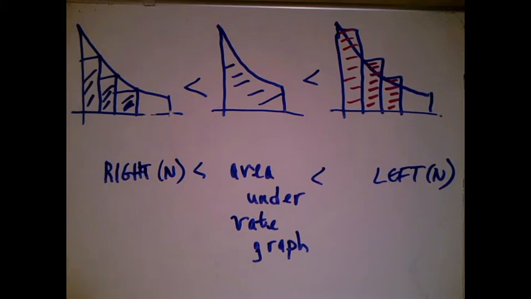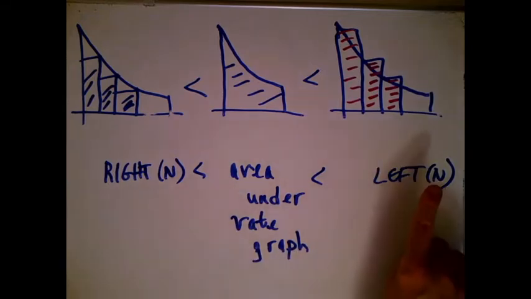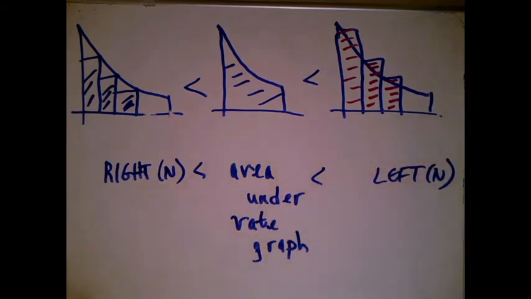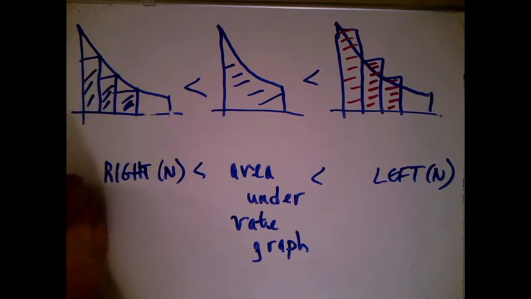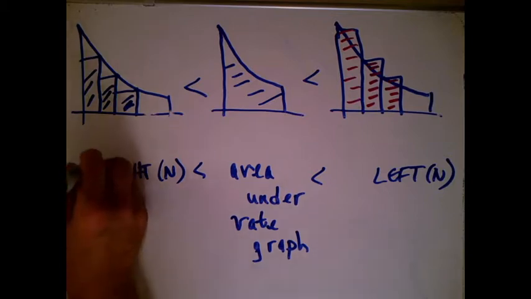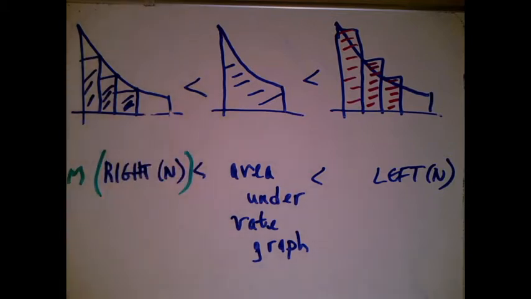Now we want to put a little calculus in here. Now what am I going to do? I'm going to say the bigger n gets, the closer this estimate gets to the actual area under the rate graph. And what we want to do is do a calculus thing and ask ourselves what would happen if I try to take the limit of the right sum.